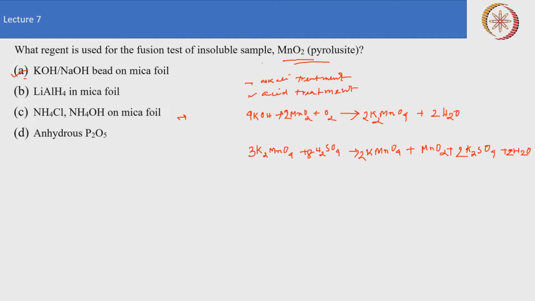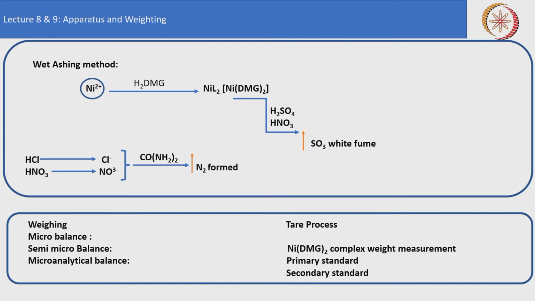So basically suppose you have some insoluble compound, then you have to first do alkali treatment, and then acid treatment, so that it will form a soluble component. KMnO4 is highly soluble in aqueous solution.